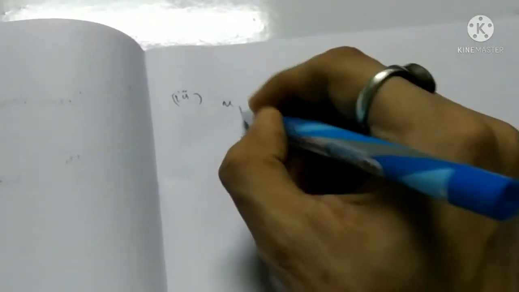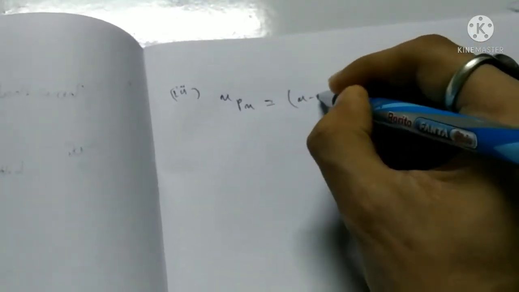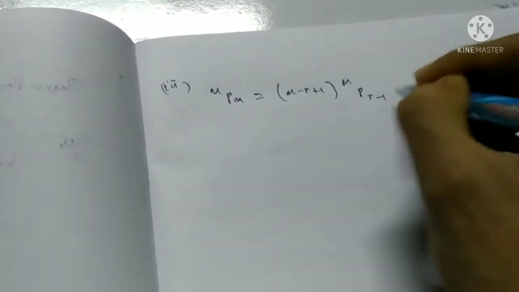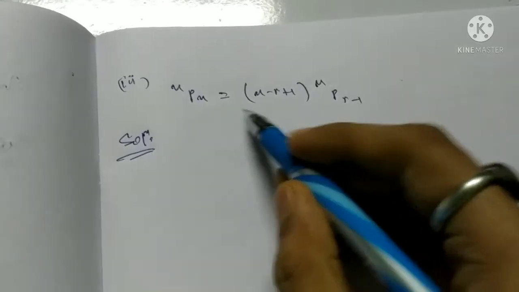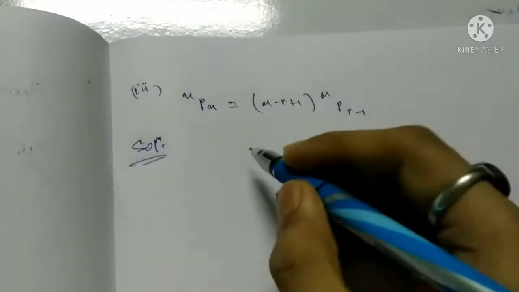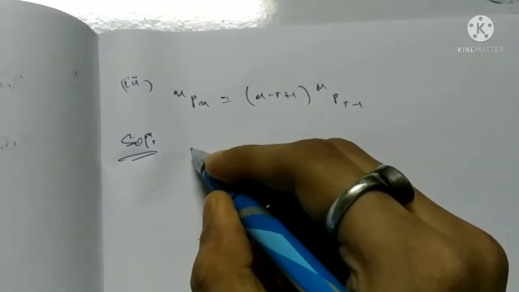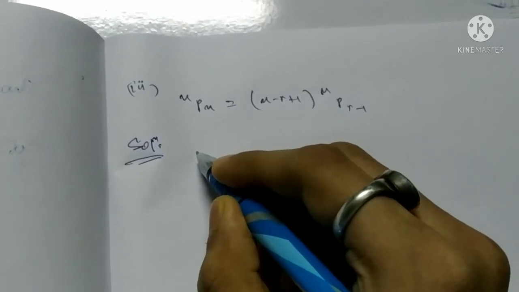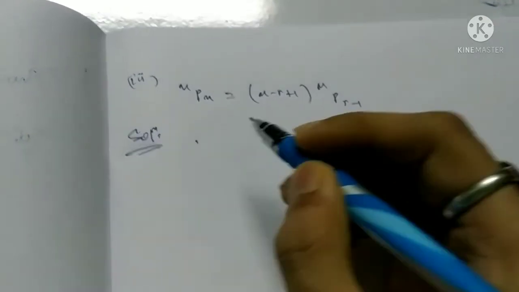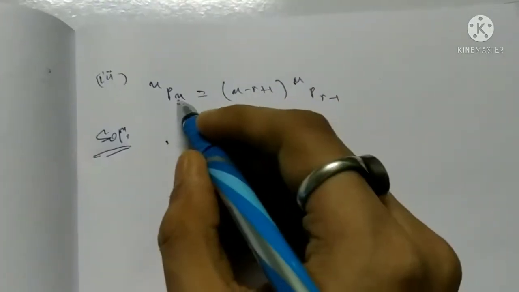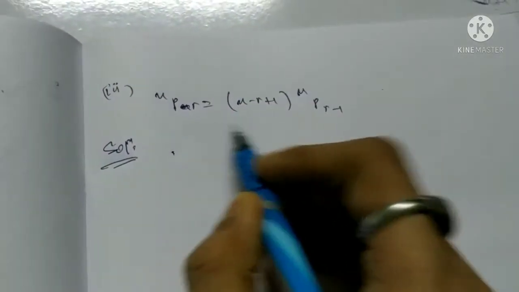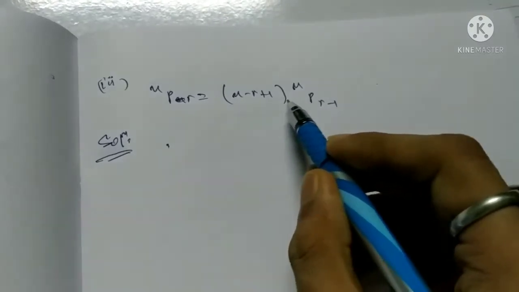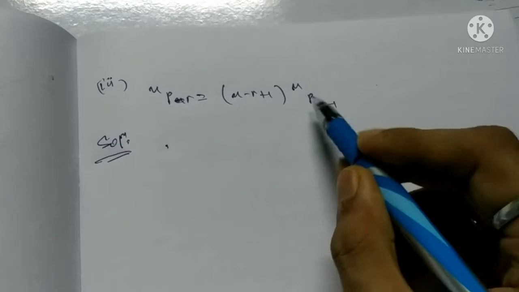Next, again here you see question number 3. This is nPn is equal to (n minus r plus 1) into nP(r minus 1). Okay, so here the solution: nPn is equal to (n minus r plus 1) into nP(r minus 1). So this one, nPn, here it will be nPr.